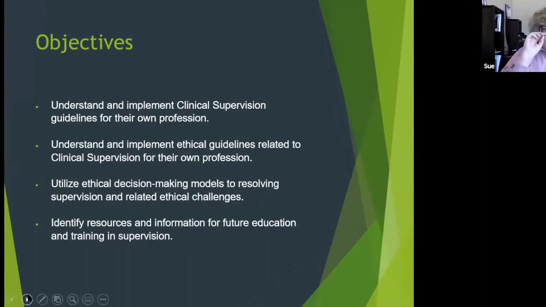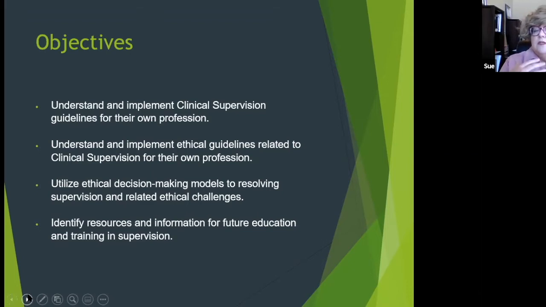So the objectives that we're hoping you will have is an understanding of how to implement supervisional guidelines for your own professions. There's been some assumption on my part that we would have some combination of psychologists, counselors, and social workers. And each profession does have some different guidelines, although there's a lot of overlap and a lot of similarity between them about supervision, what it is, how you do it, et cetera. And the ethical guidelines too are slightly different between the professions, but a lot of similarity and a lot of overlap. And we'll talk a little bit about that.